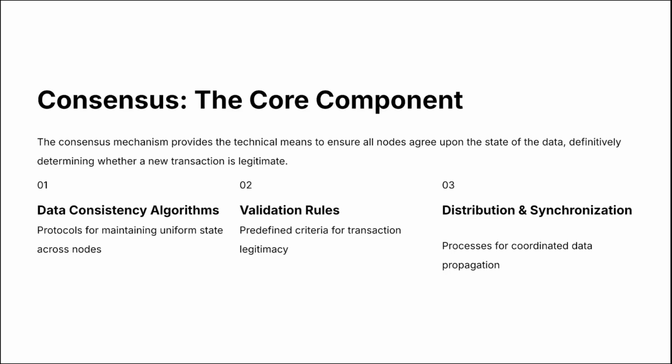And finally, we have the distribution and synchronization processes, which make sure that once consensus is reached, the agreed upon data is consistently and accurately propagated to every node. This coordination is what gives the network its reliability and also its integrity. So consensus here is not just about agreeing, it's all about doing it in a structured, verifiable way that keeps the entire system aligned and also trustworthy.